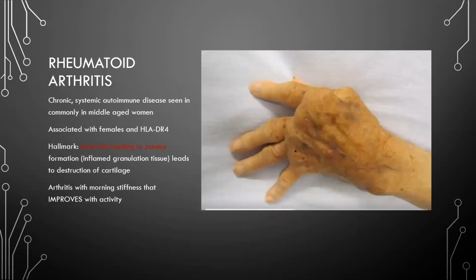So here's rheumatoid arthritis, mainly females. And here's the HLA-DR4 mutation. So you also get this pannus formation. I don't know if he'd put this on there, but that's one of the highlights of it: this granulation tissue that leads to a pannus. It's like a keyword. And then arthritis with morning stiffness that's going to improve with activity.